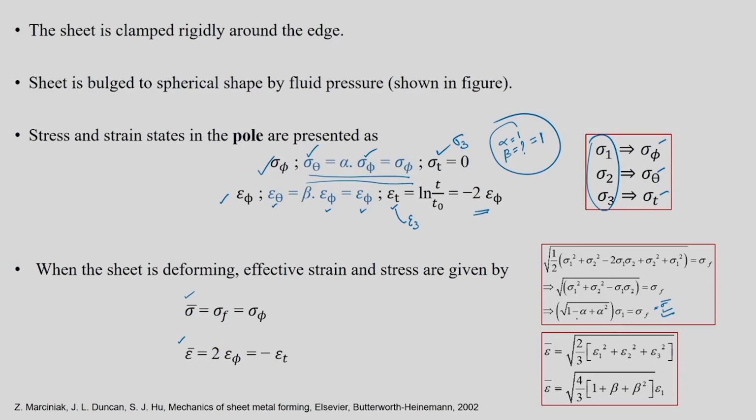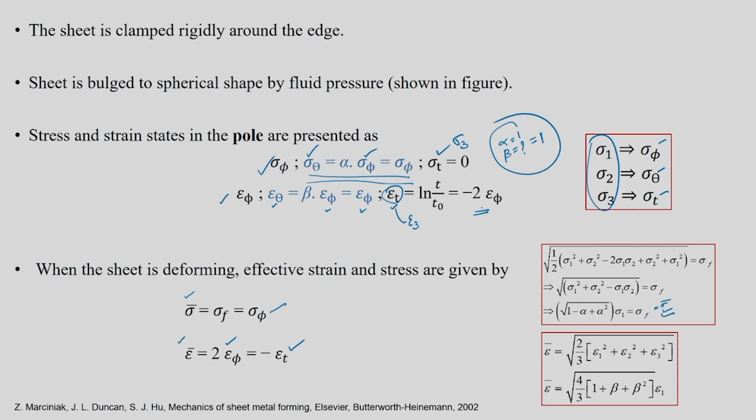So, what will you get as sigma bar? If you put alpha is equal to 1 here, it is going to be equal to sigma 1, which is nothing but my sigma phi. You can directly write here. And if you put beta is equal to 1, the 3 will be cancelled. So, you will get 2 epsilon 1, which is nothing but epsilon bar is equal to 2 epsilon phi. 2 times epsilon phi is nothing but minus epsilon t. So, you can get minus epsilon t here.